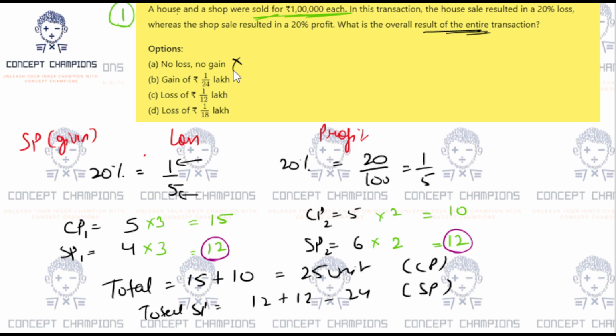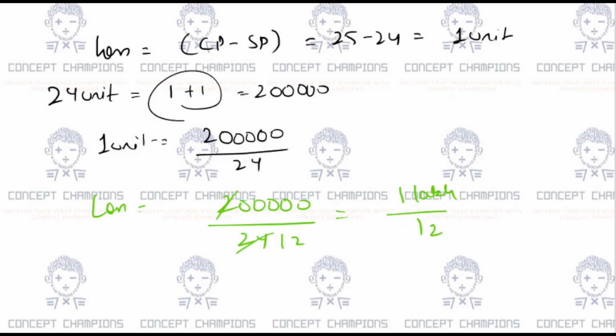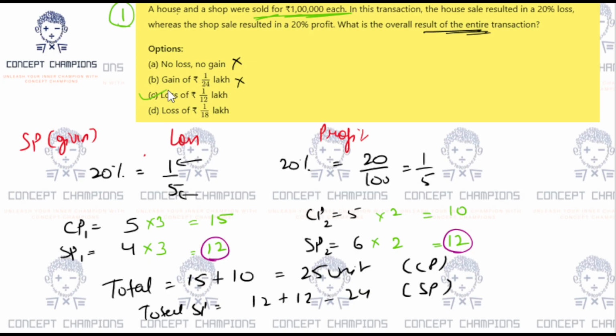It is for sure that this option is not there, and this option is not there, because we have a loss. So it will be either C or D. For 1 unit, the loss is 1 unit, that is 2 lakhs upon 24,000. I will cancel this 12, so this becomes 1 lakh upon 12. That means option number C.